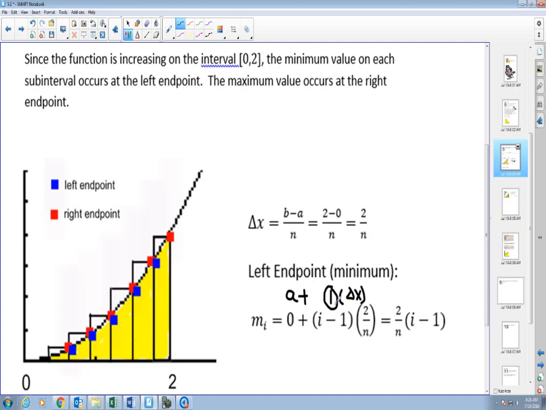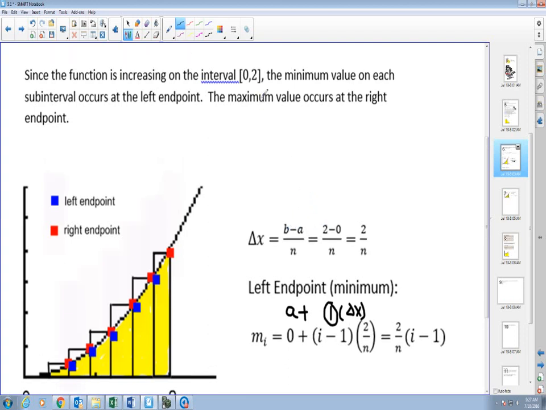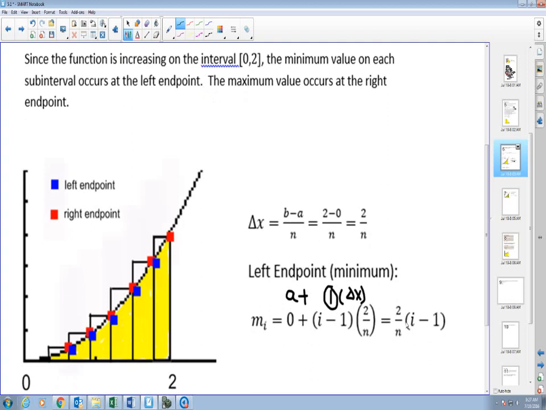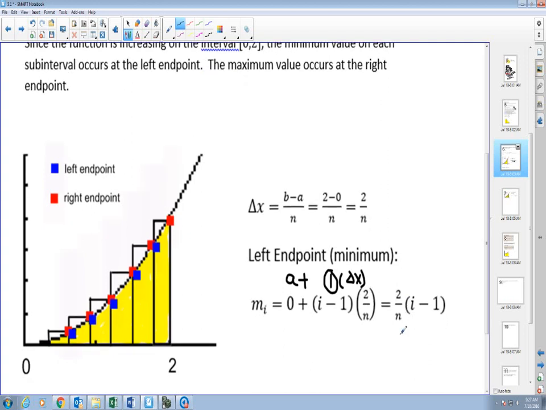Okay, so this i can be any number here. It can be the second, the third, the fourth interval. That's why we denote it as i minus 1 times delta x. And we can find delta x by taking 2 minus 0 divided by n subintervals.